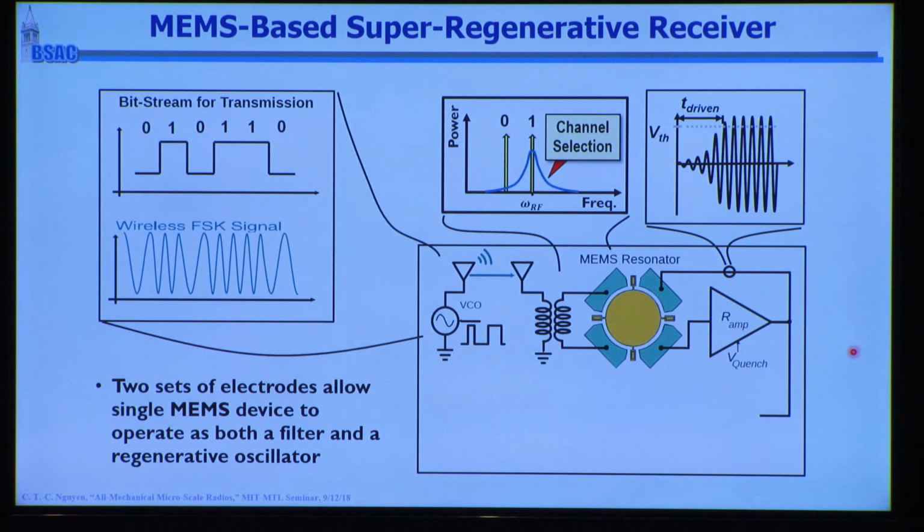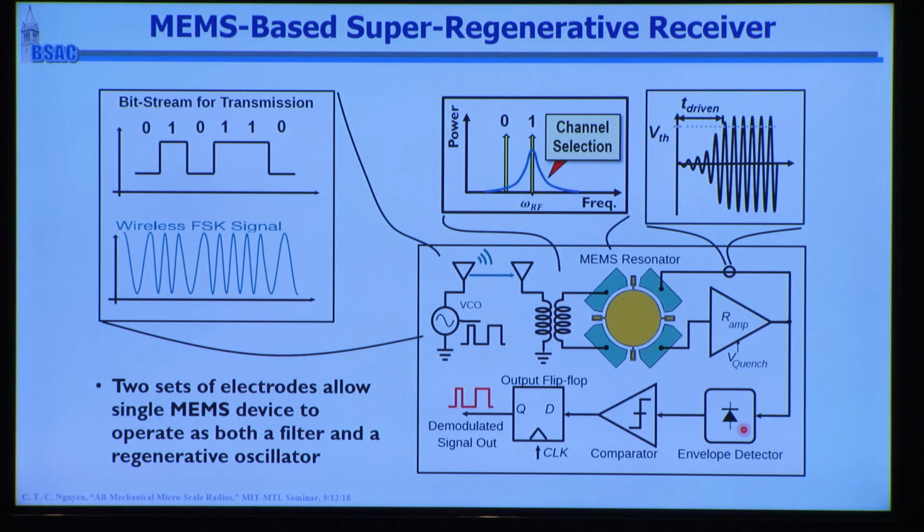Okay, then at this point here, we then do an envelope detector to get the envelope of this, use a comparator to tell us whether we've reached this threshold fast enough or not. And if we have, it's a 1. If not, it's a 0. Okay, then there's a flip-flop here to really buffer that output. And hopefully this at the output is the same as the original transmitted signal.